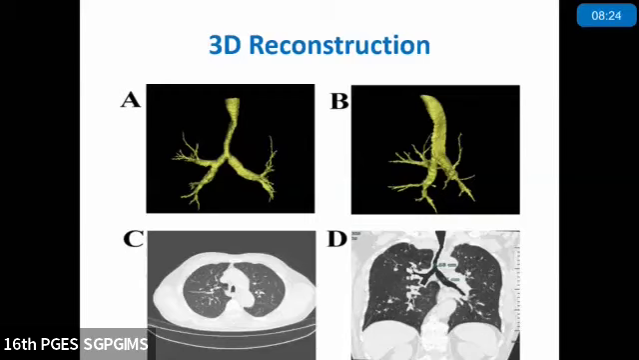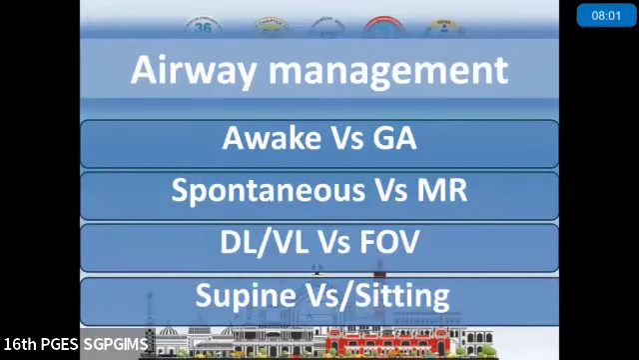So another thing which can be done is 3D reconstruction and 4D reconstruction. This can be useful not only for airway management to decide what size tube, what type of airway management strategy you will plan. It also helps to decide the surgical planning. So if we combine it with 4D, then a dynamic airway assessment up to a certain extent is also possible.